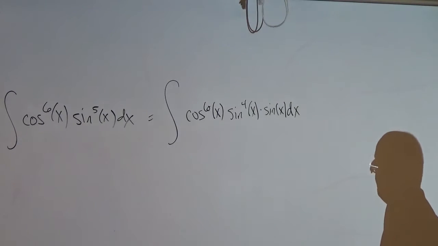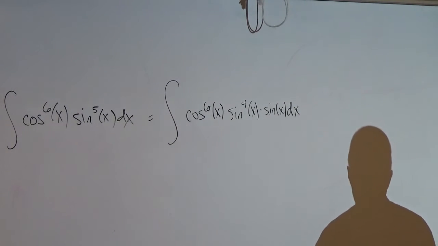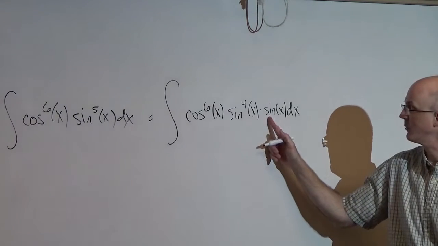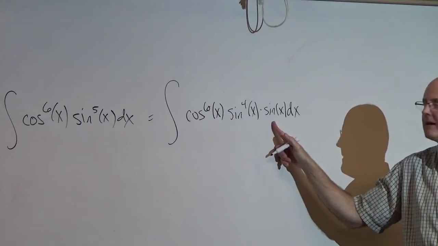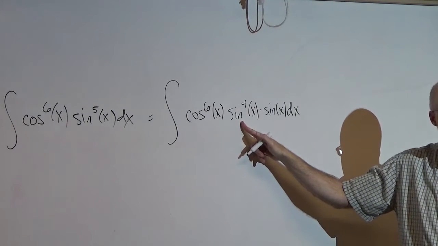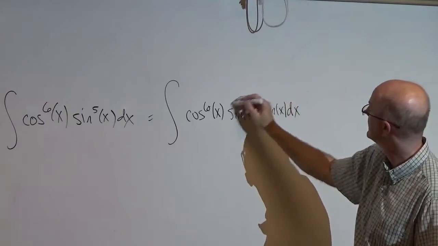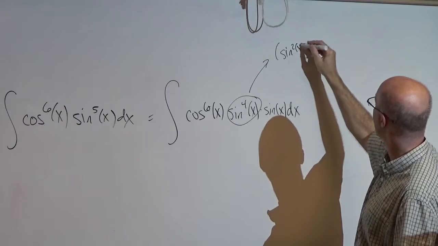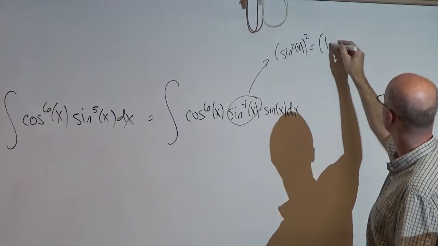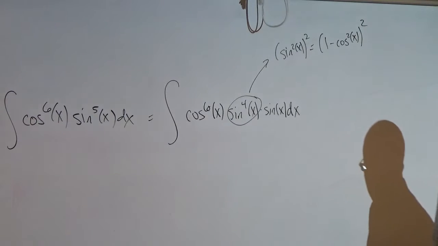And then what you're going to end up doing is letting w equal cosine of x, because then dw will be negative sine x dx. It's almost there for you. What do you do with that? You replace sine squared with 1 minus cos squared. This is the same as sine squared x squared, which is 1 minus cos squared x squared.